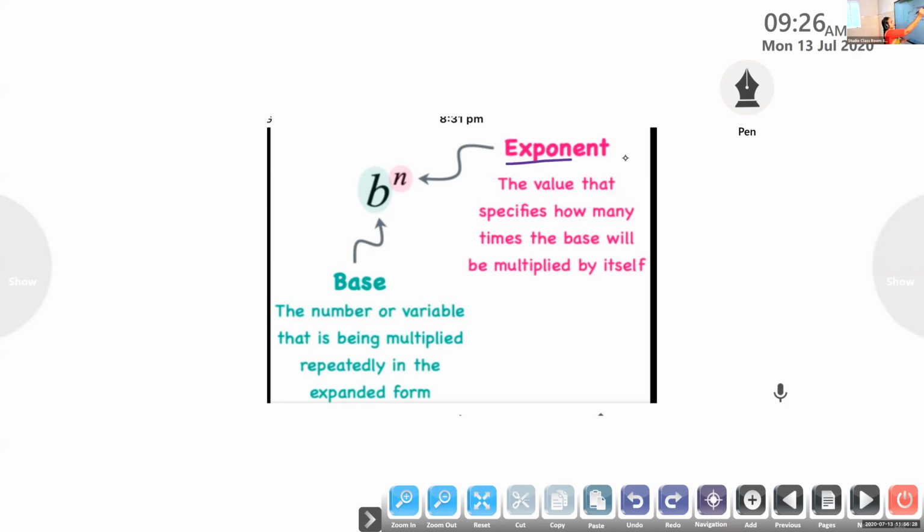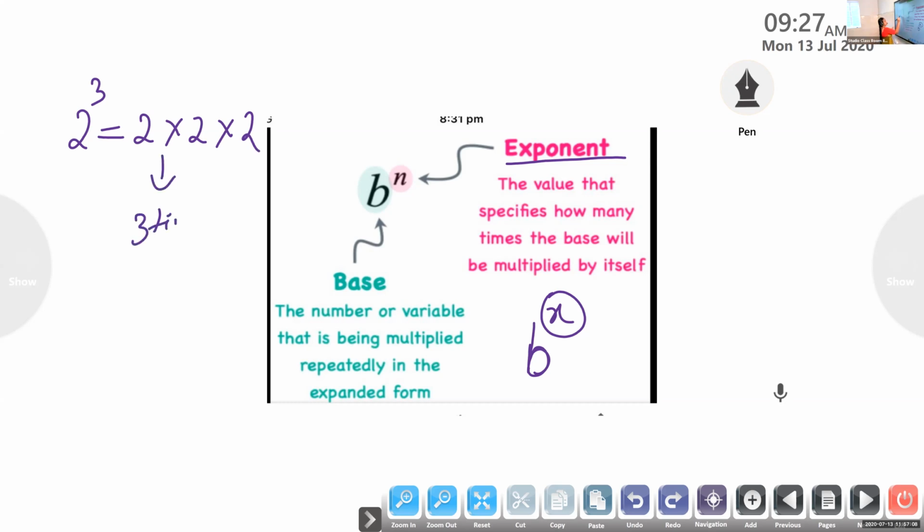Exponent is the value that specifies how many times the base will be multiplied repeatedly by itself. If in b raised to x, here x is the exponent. X shows how many times b has been multiplied repeatedly. For example, 2 raised to 3 means 2 into 2 into 2. 2 is multiplied 3 times.